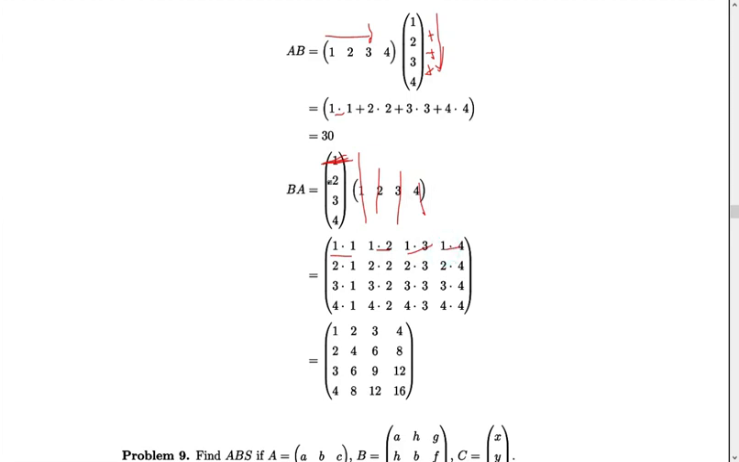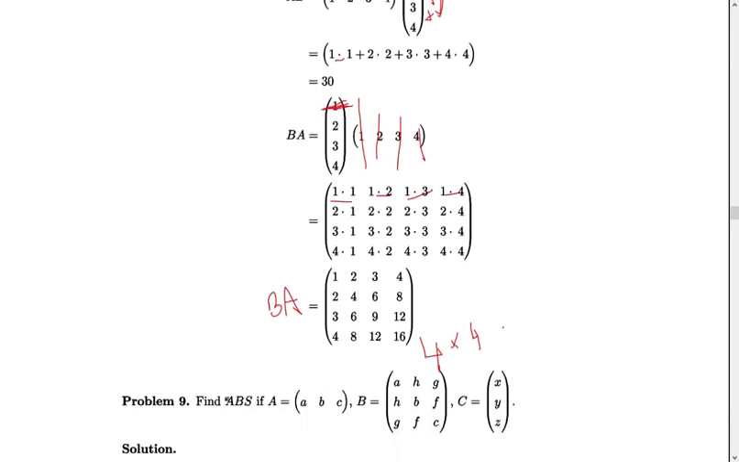In a similar way, we apply the remaining rows also. Finally we get the matrix BA, which is a 4 by 4 matrix. Okay, next sum: find ABC.